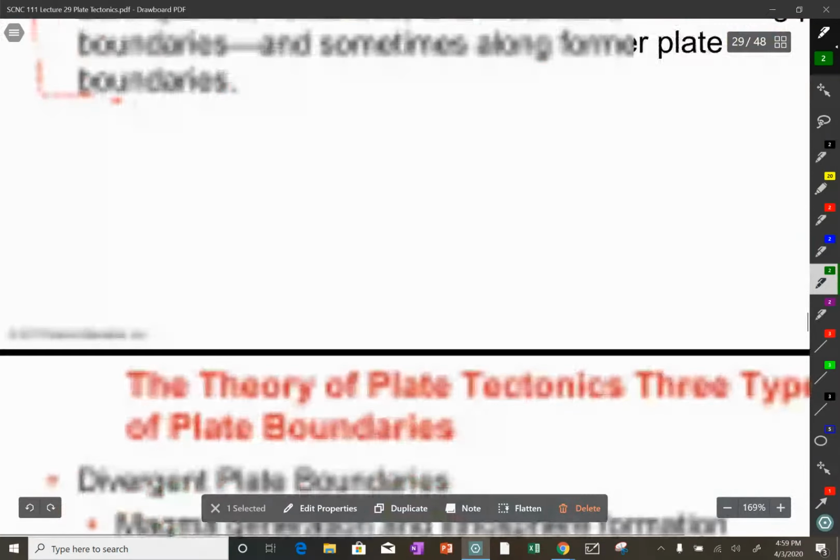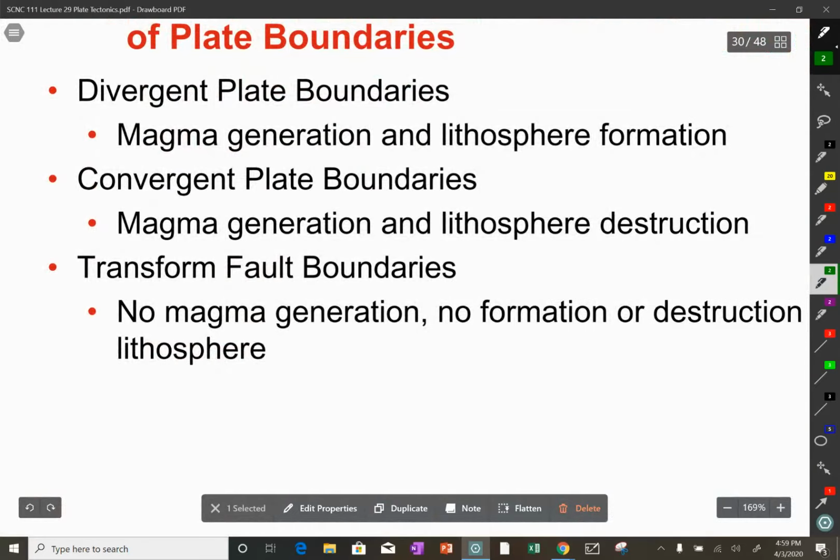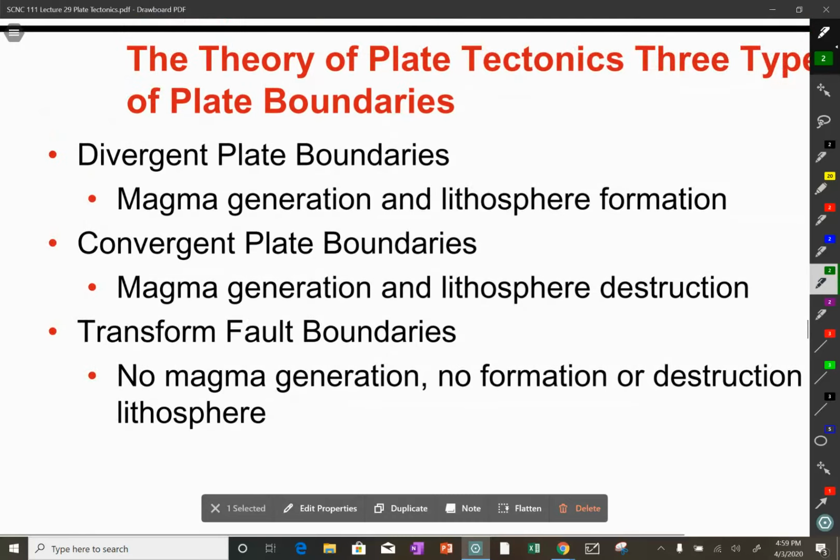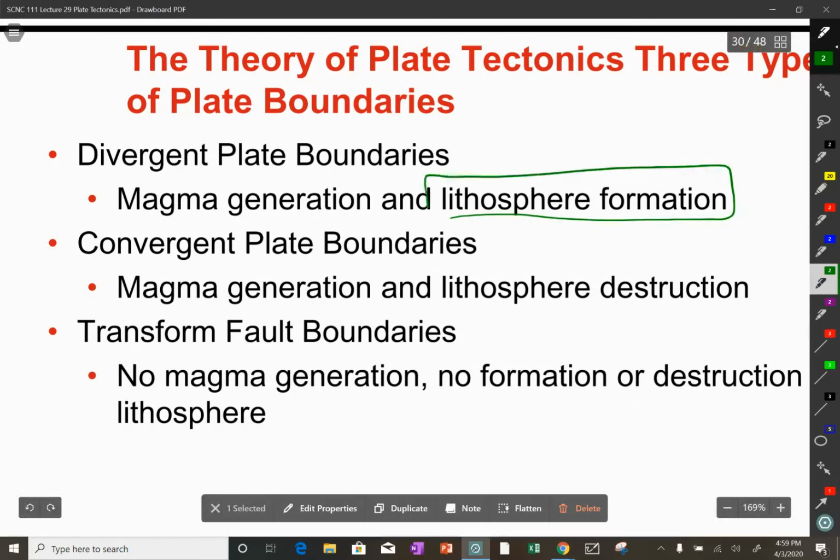Go forward about four slides. I've already talked about these boundaries. If you have a divergent boundary, you have lithosphere formation. You form new crust, and that usually, in fact, always happens in the middle of the ocean. There's one place on Earth where we have a divergent boundary on land. It's the Rift Valley in Africa.